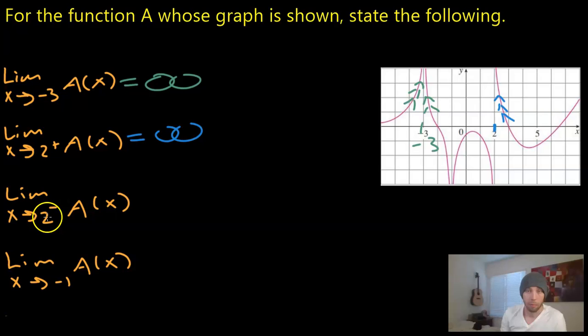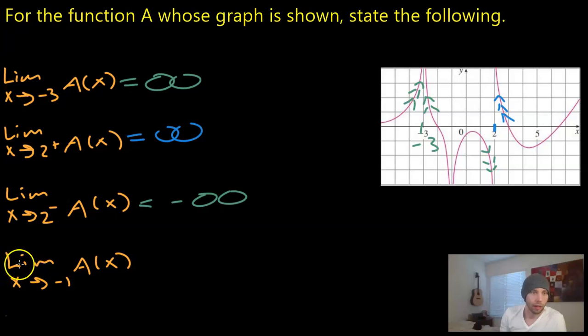Then it says, what about from the left? The limit as x approaches 2 from the left, the negative sign meaning from the left. Well, this time, it looks like as we move from the left, it's going downwards, downwards, downwards. So as we're approaching 2 from the left, we're moving along the graph as shown. It looks like we're going down towards negative infinity.